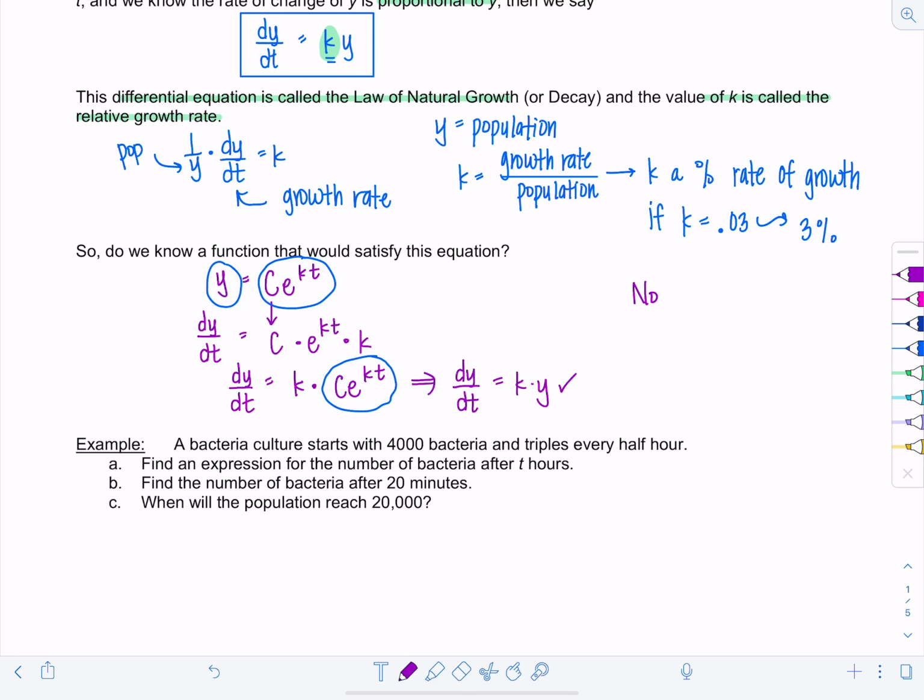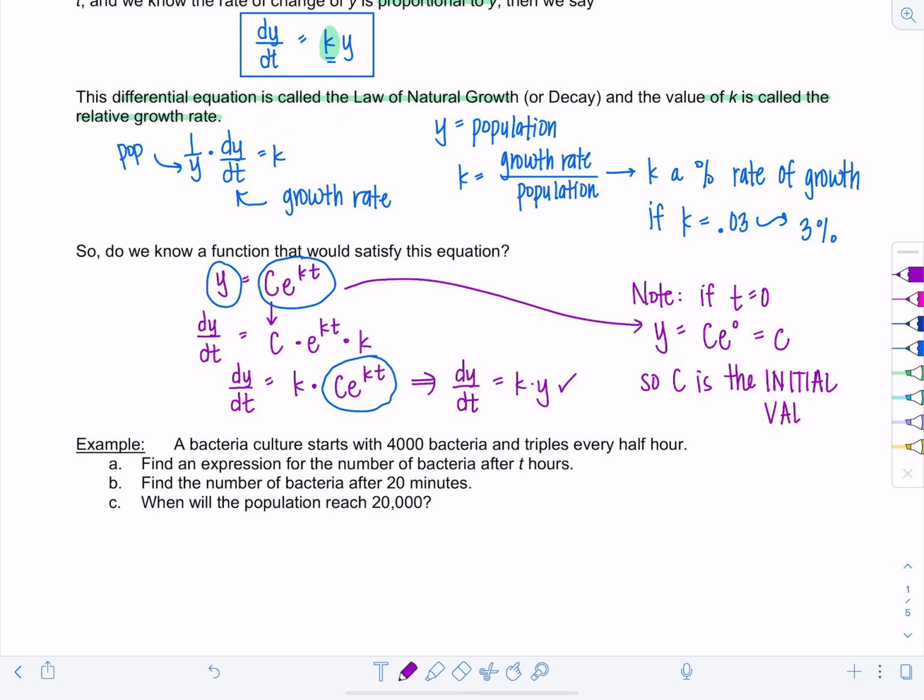Now notice, if t is equal to 0 at time 0, y is equal to c times e to the 0, which is just c. So c is the initial value. Whatever your starting amount is, your initial population, initial amount of bacteria, whatever it may be. Okay? All right, so what we're going to do is use this equation, this model, to solve some of the following exercises, okay? It's also sometimes referred to as the law of uninhibited growth or uninhibited decay because there's other kinds of growth models as well.